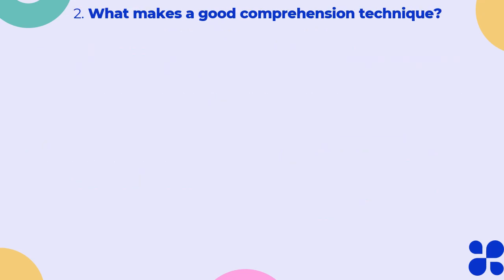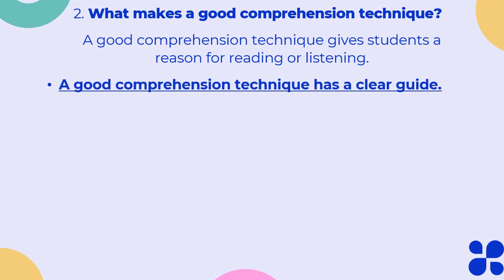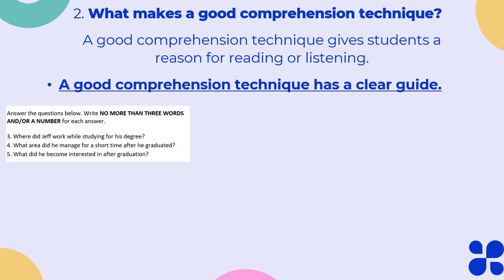The second key principle is about what makes a good comprehension technique. So a good comprehension technique gives students a reason for reading or listening. When students know exactly what they're looking for, their attention is more focused. That's why good comprehension techniques always include a clear guide, like questions to answer or a grid to fill in.